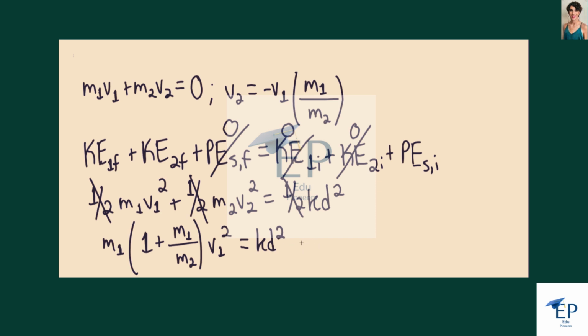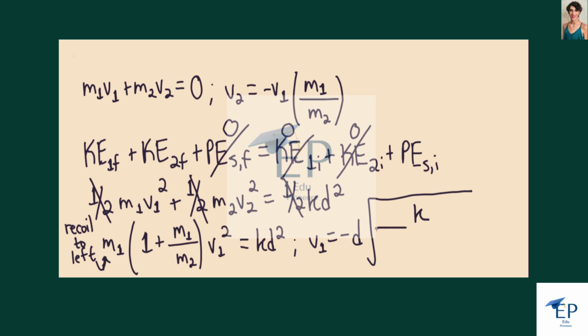And so we're going to say that we're going to choose the negative sign because we know that m sub 1 is going to recoil to the left. Or rather, recoil to left for m sub 1. And so we can say that then v sub 1 is going to be equaling negative d, the negative compression, multiplied by the square root of k, the spring constant. This would be divided by m sub 1 multiplied by 1 plus m sub 1 divided by m sub 2.